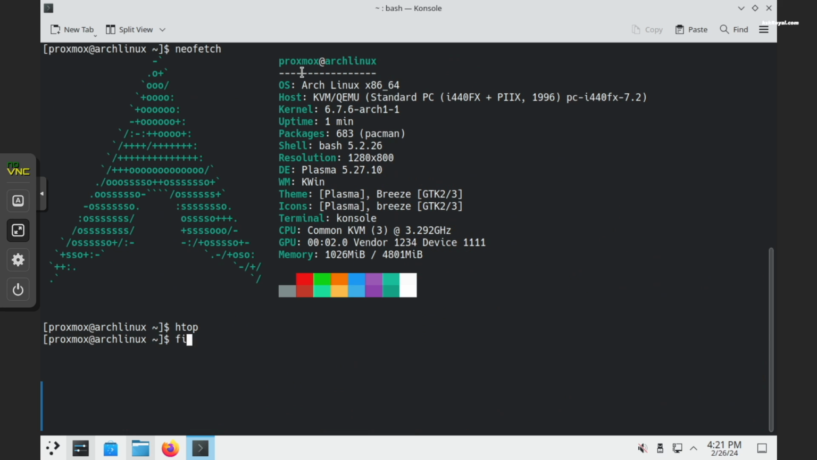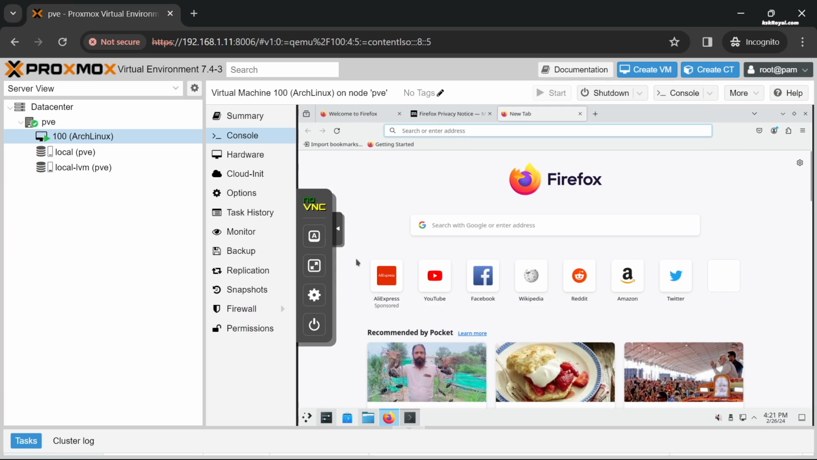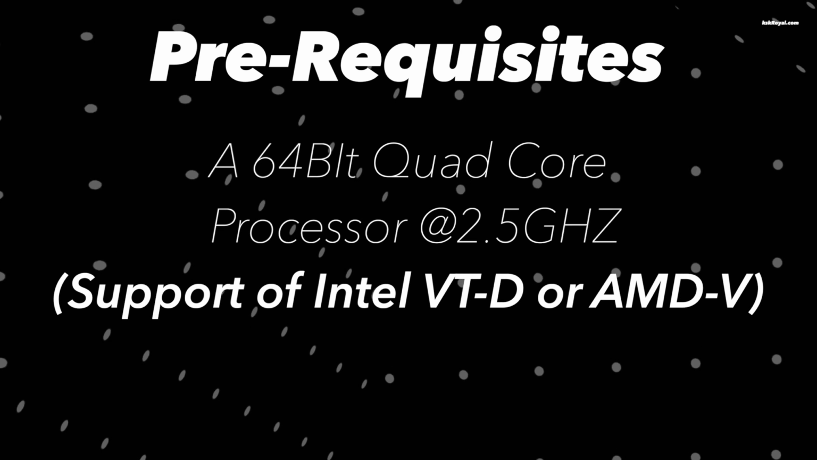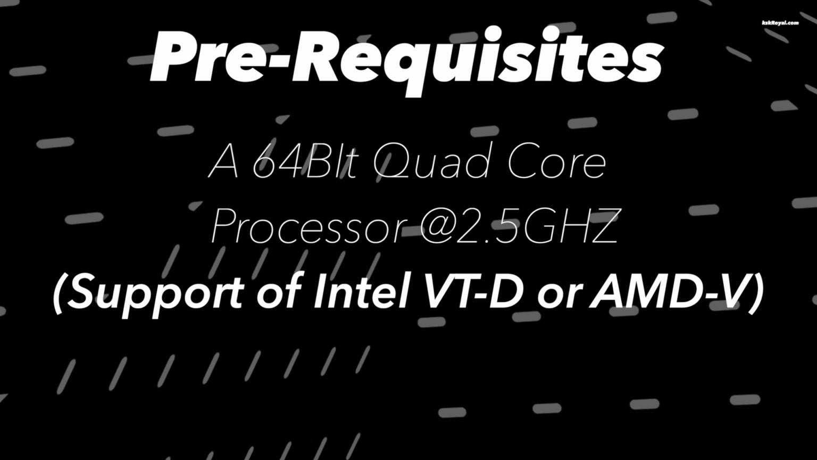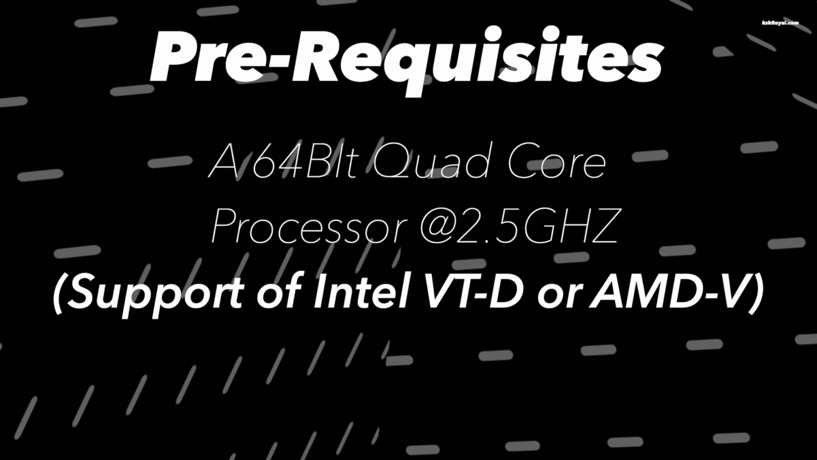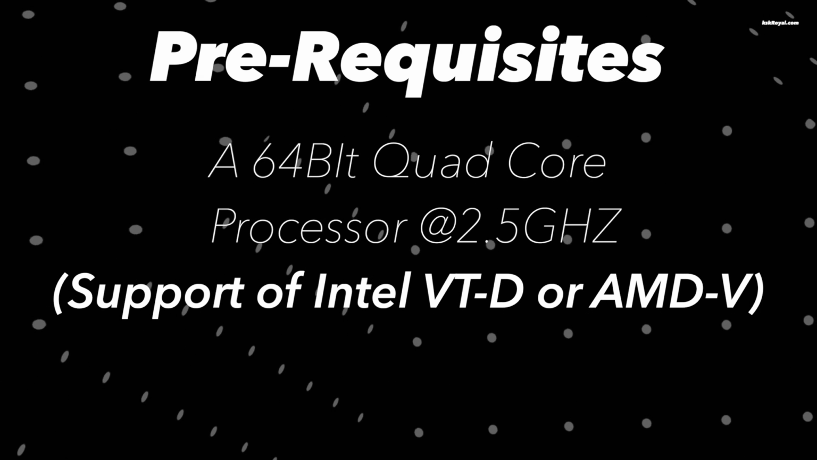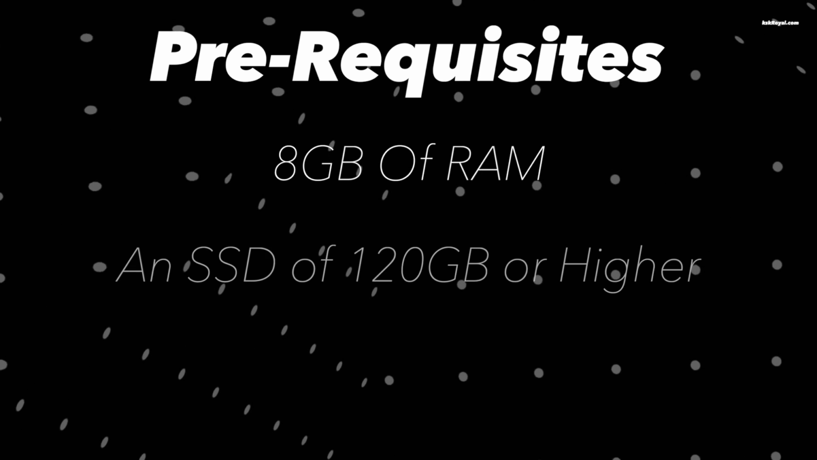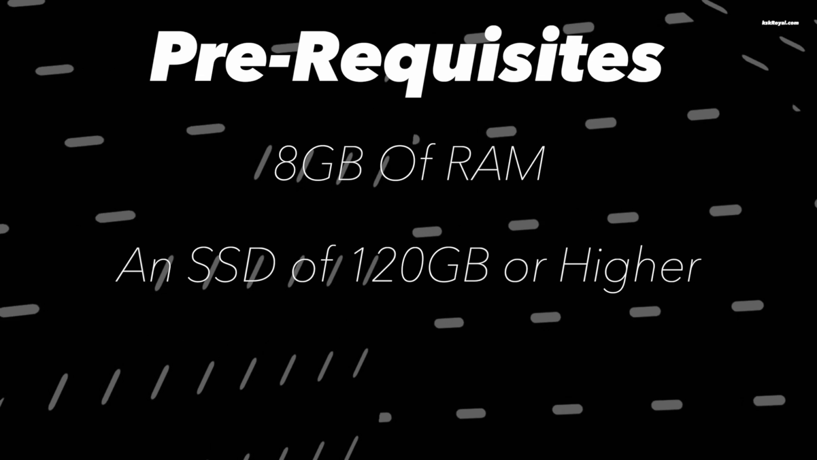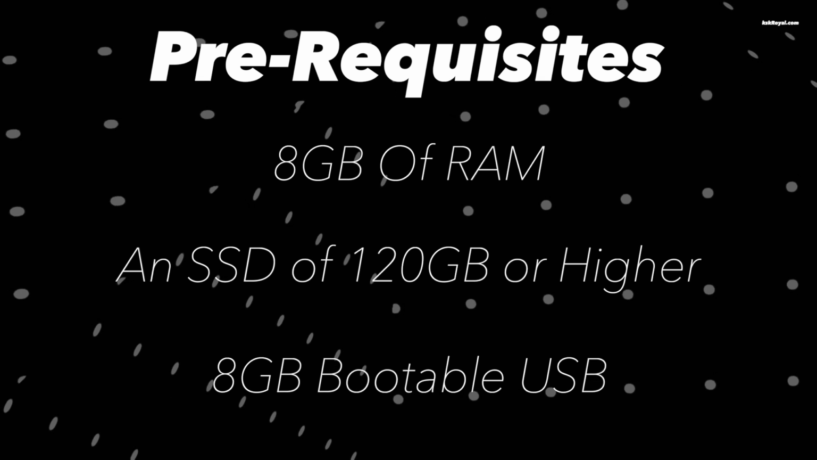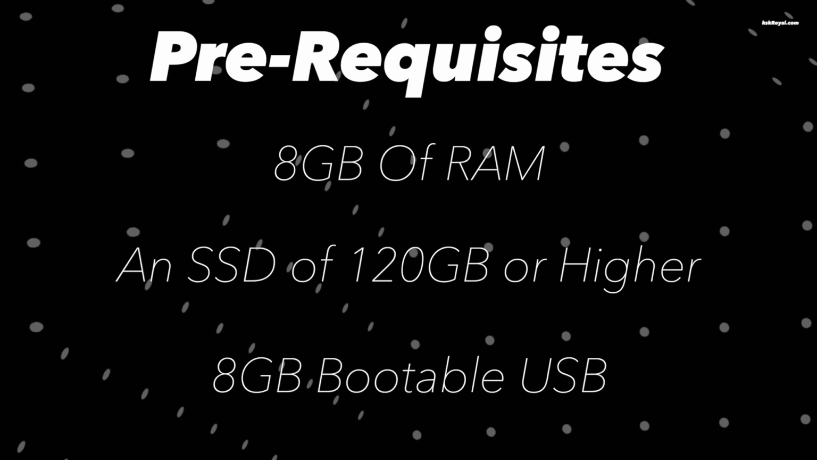But before starting this video, I want to inform you about the recommended system requirements to set up Proxmox on your PC. A 64-bit quad-core CPU with Intel VT-d or AMD-V capable motherboard for full KVM virtualization support, 8 gigs of RAM, and an SSD with at least 120 GB of free space. Lastly, you need an 8 gig USB pen drive to create a bootable USB.